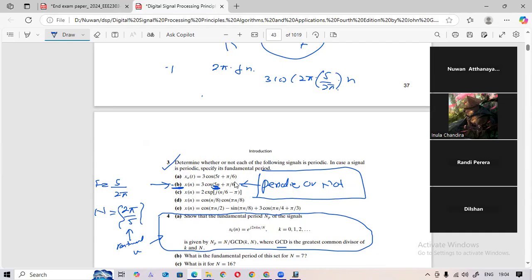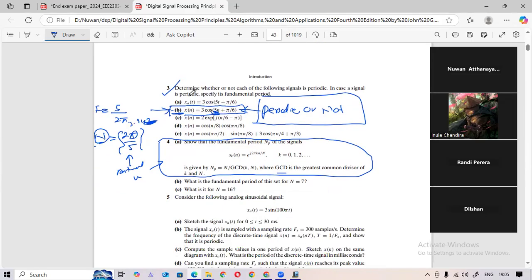So you can see that there is no common period. This 25 can be any value, 3.143, any value within this range. So you can't calculate the exact period for this signal, so the signal is not periodic. And the same concept applies, so try to do this one also.